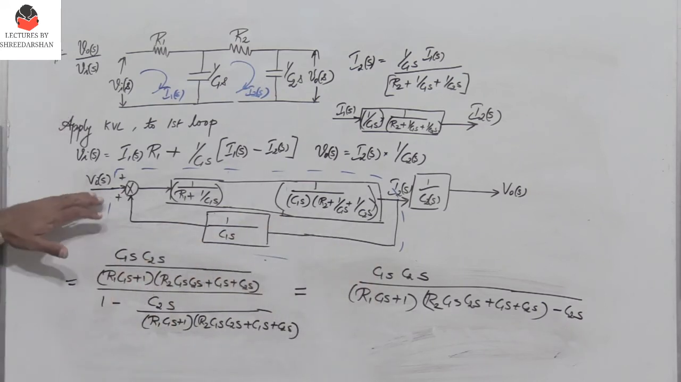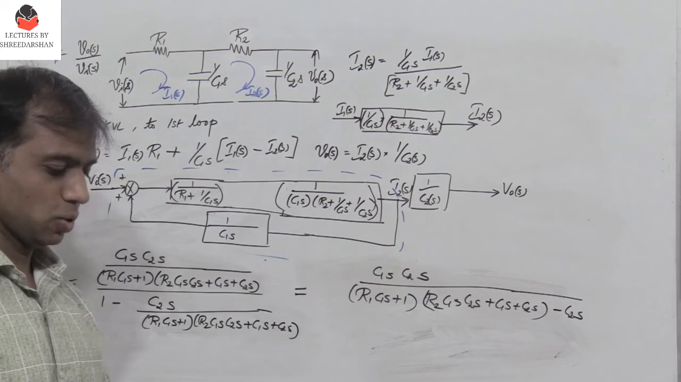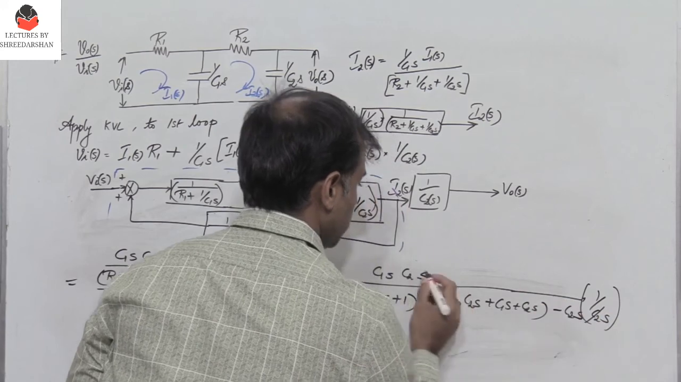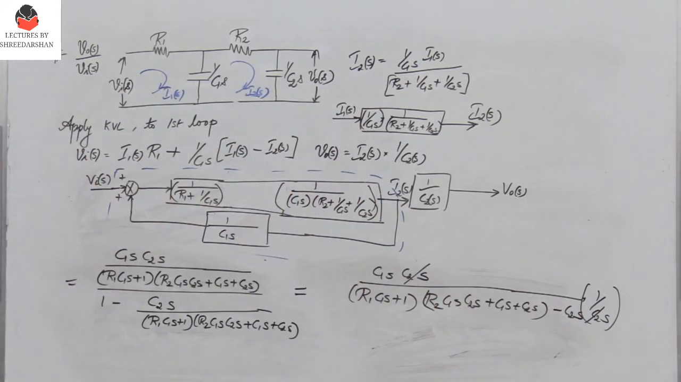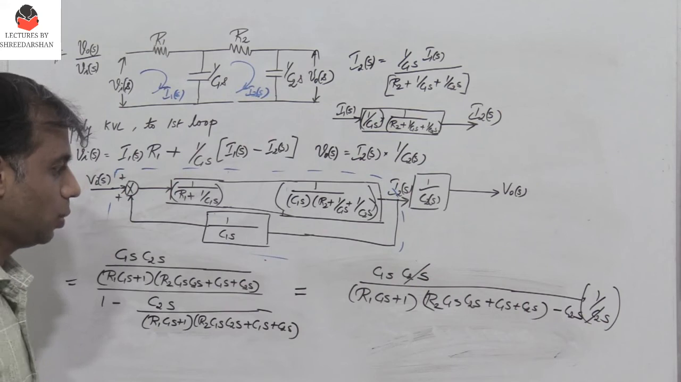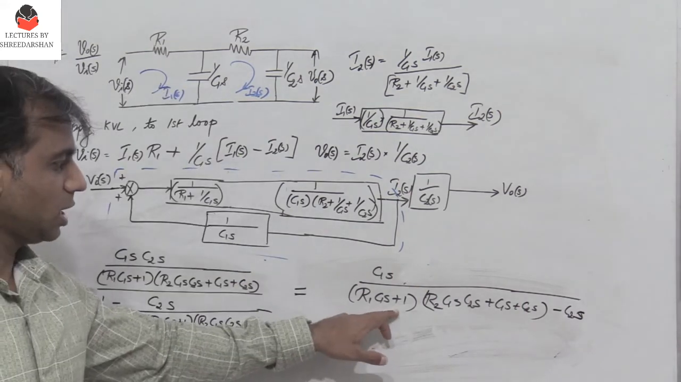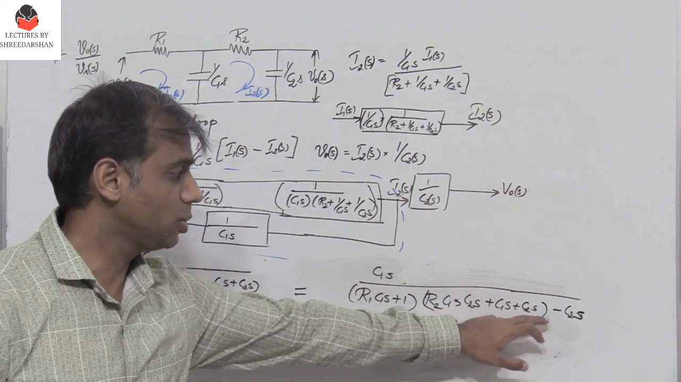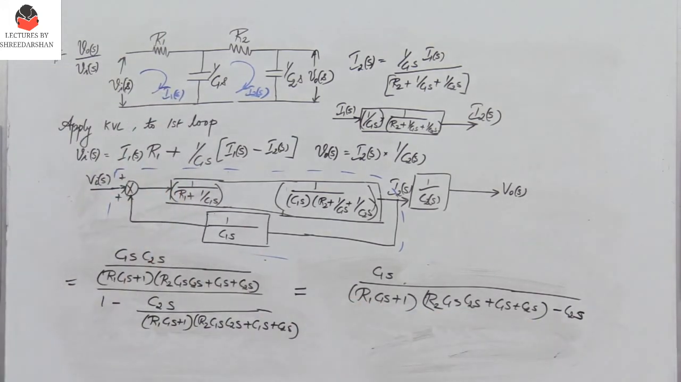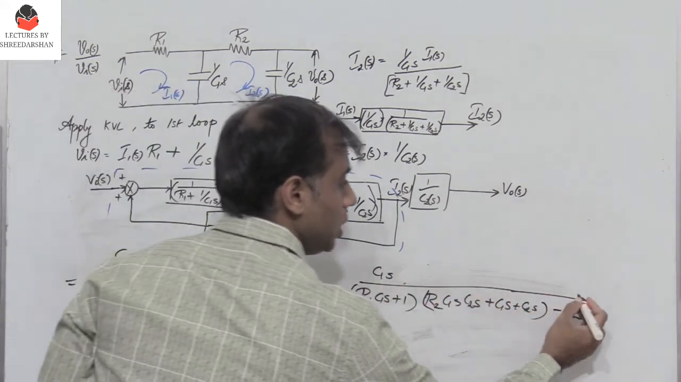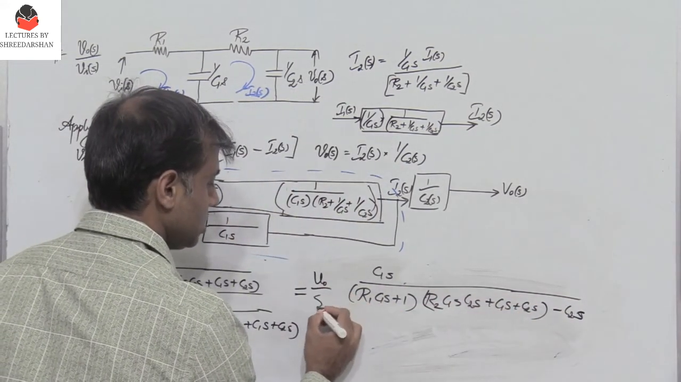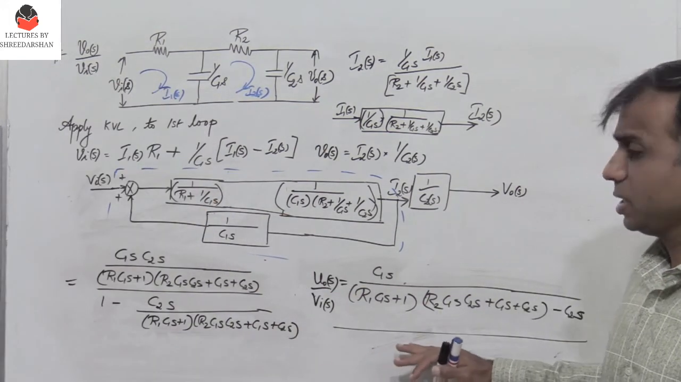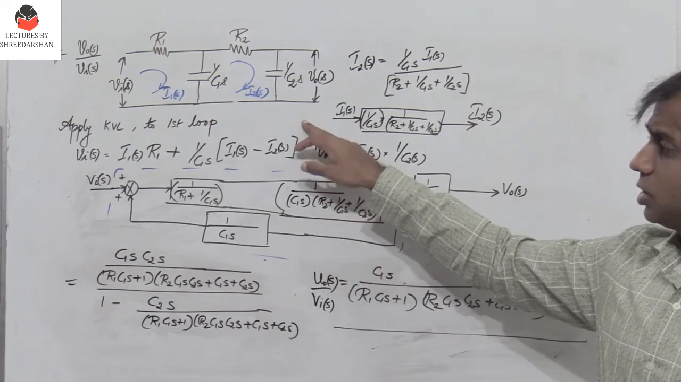Now this is now multiplied with 1 by C2S. So what I'll do is I'll just multiply it with 1 by C2S. So C2S gets cancelled. So the final expression would be C1S divided by R1 C1S plus 1 into R2 C1S C2S plus C1S plus C2S minus C2S. So this is the final expression, which is nothing but equal to V naught of S, so this is V naught of S by Vi of S. So this is the final expression, what we get, the transfer function of this electric circuit.